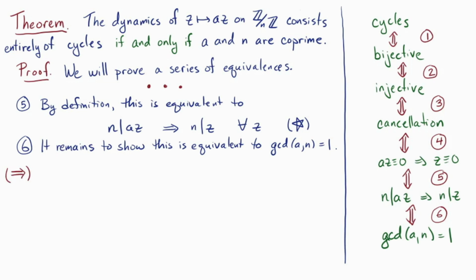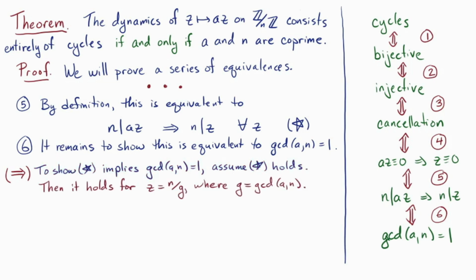All right, so for the other direction, we want to show that star implies that the GCD of A and N is 1. So we have to assume that star holds. Then it has to hold for any particular Z because it's a statement about all Z. So let's take Z to be equal to N over G, where G is short form for the GCD of A and N, whatever that may be. We want to show it's 1. We don't know that yet. By definition, the GCD of A and N has to divide A. So G divides A.